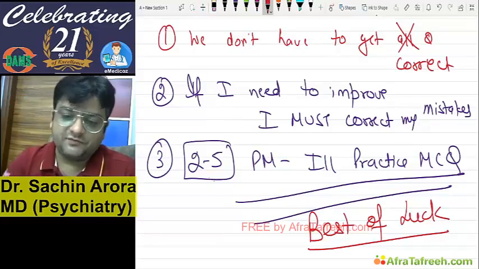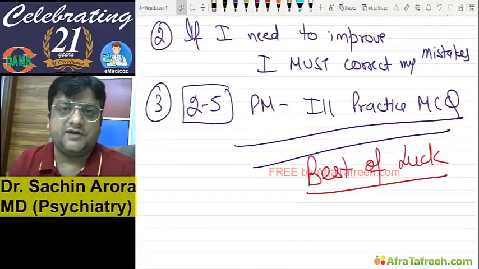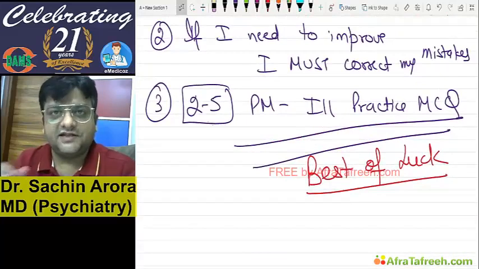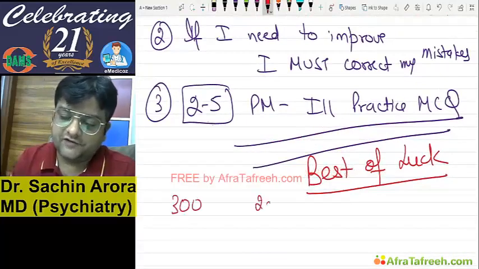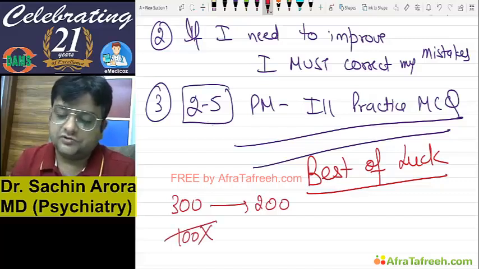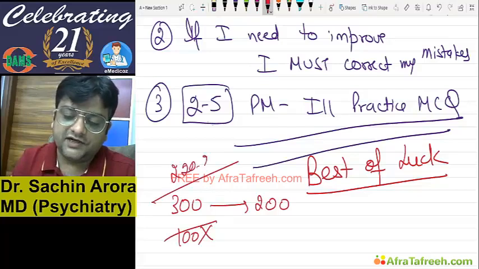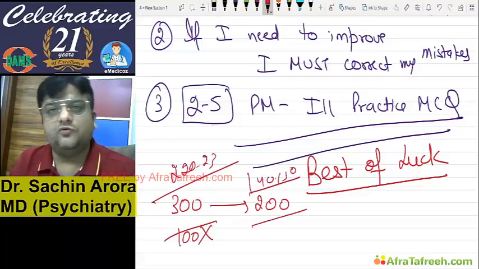Last couple of things from my side. Please don't become very anxious. The paper pattern has changed. The question number has reduced. That means you have to face less number of enemies. Previously you had 300 enemies to fire. Now you have 200 enemies to fire. 100 enemies are already finished. So previously we used to say 220, 230. Now I am saying 140, 150. And you'll get it. Don't worry.